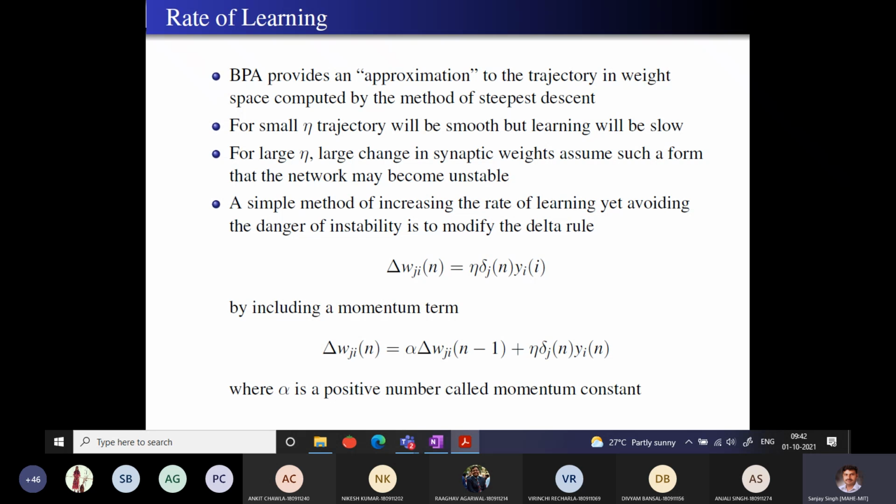So there is a simpler method of increasing the rate of learning. Why do you want to increase the rate of learning? Just to speed up the process of convergence. But at the same time, you don't want your system to become unstable, as there is a danger of instability. So for that, they have modified the conventional delta rule for backpropagation by including a momentum term. By including this momentum term, you are speeding up the process of learning, but at the same time you are not compromising on stability. How it happens, we'll see.